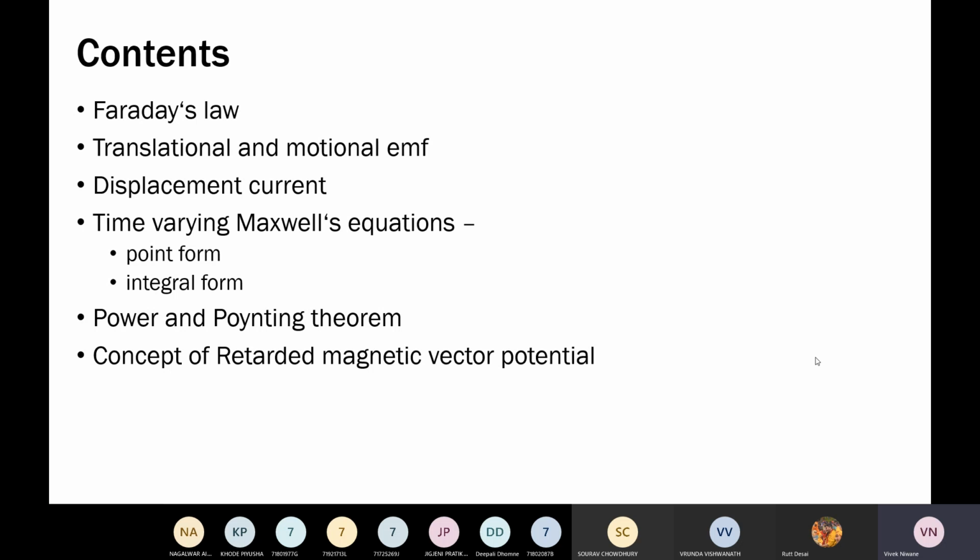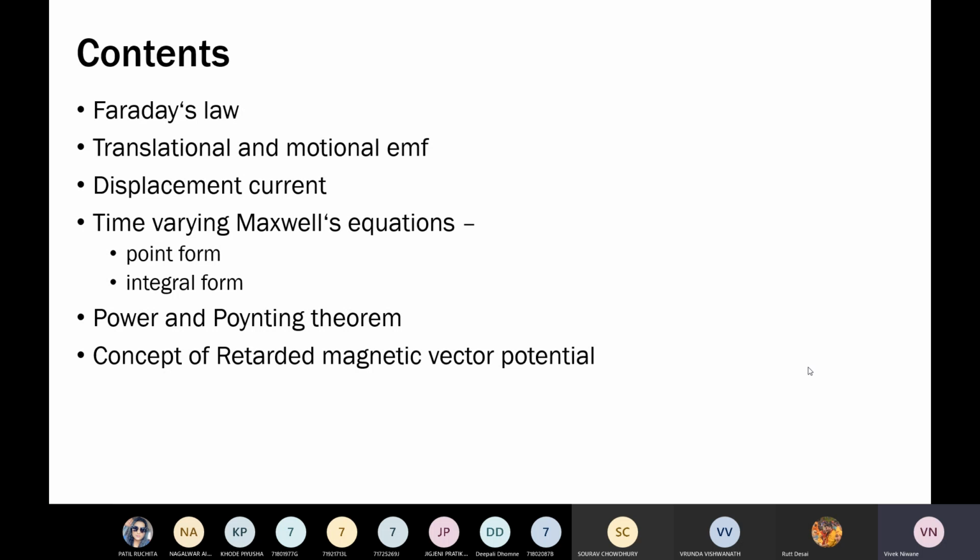Okay, so we do have some point form, that is differential form and integral forms of Maxwell's equations. Then we do have power and Poynting theorem. It talks about how much power is being radiated and how much power is being lost during the transmission of an electromagnetic field. For example, let us say a radio antenna radiates an electric field, and it does have some losses in the atmosphere. So it talks about those losses.